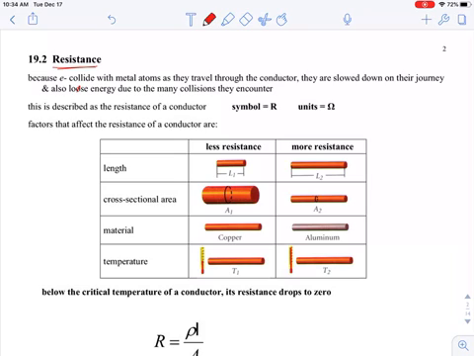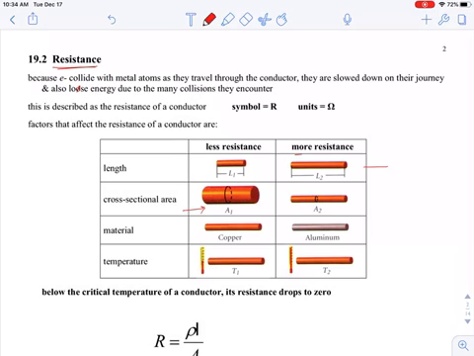There are several factors that affect the resistance of a conductor. One is the length. A longer wire makes more resistance. Next is cross-sectional area. A fatter or bigger area is going to create less resistance, so we can see that here.